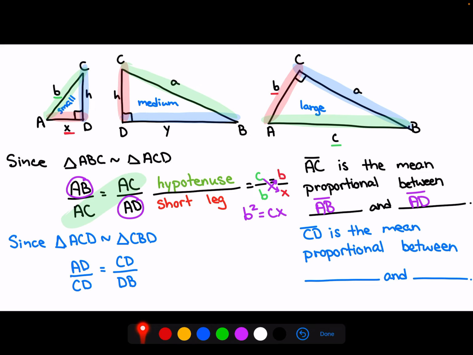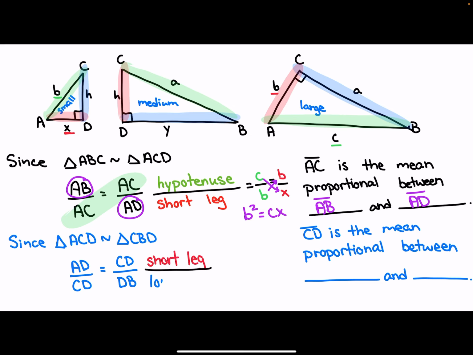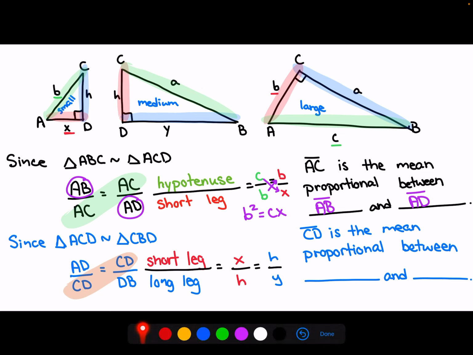Further, between triangle ACD, again, that's the small triangle, and our medium triangle CBD, these are also similar, so we can also set up ratios. So for this one, I'm going to use short leg over long leg. So if I look at my small triangle, AD is my short leg, CD is my long leg, so AD over CD. For our medium triangle, we have CD as our short leg and DB as our long leg. Of course, this would give us the ratio of x over h equals h over y.